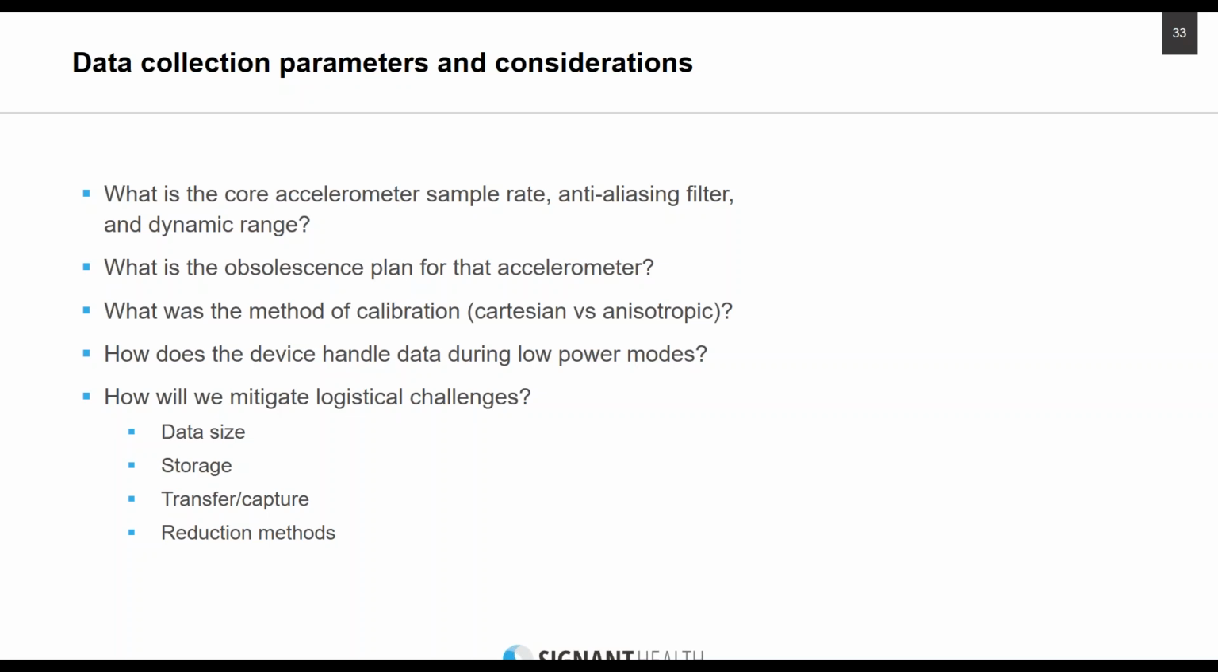So, questions that you should consider: what is the core sample rate? Are we doing our anti-aliasing properly? Are we obeying the Nyquist theorem? What is the obsolescence plan if this accelerometer expires? What do we do?